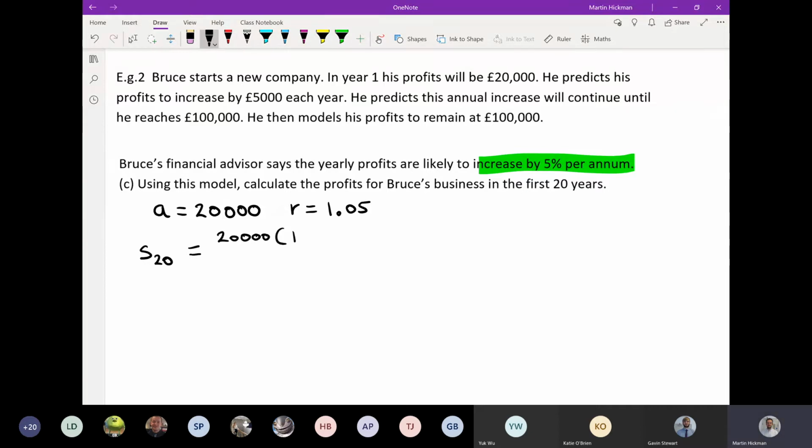We use our formula that we met at the start of this week. So we do 1 minus r to the power of n on top, and then 1 minus 1.05 on the bottom. Just simply put that all in the calculator.